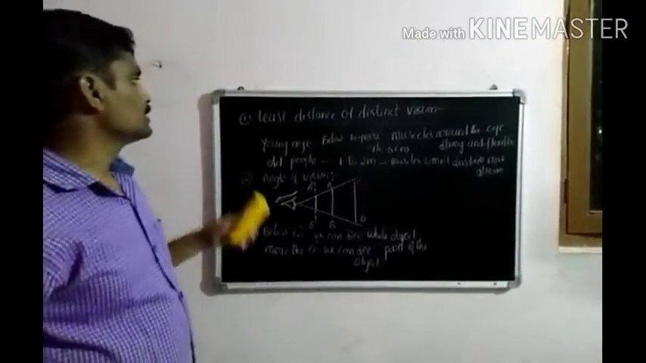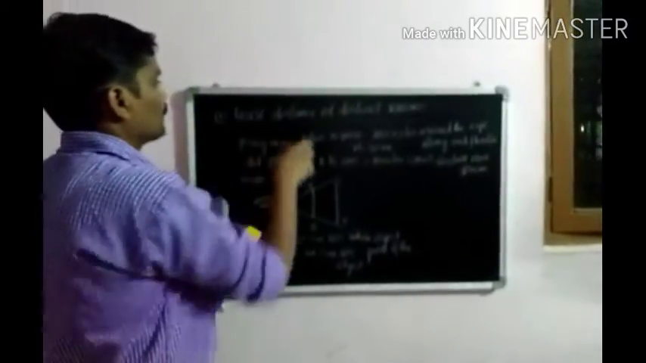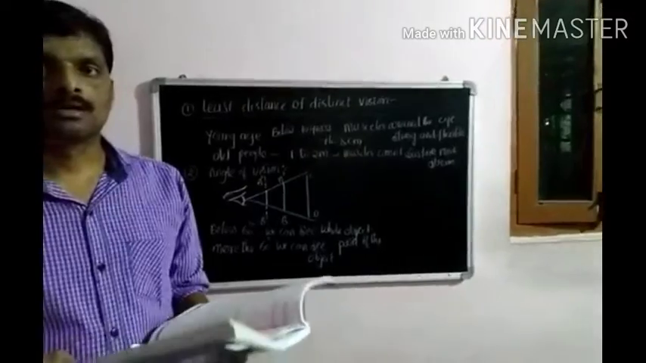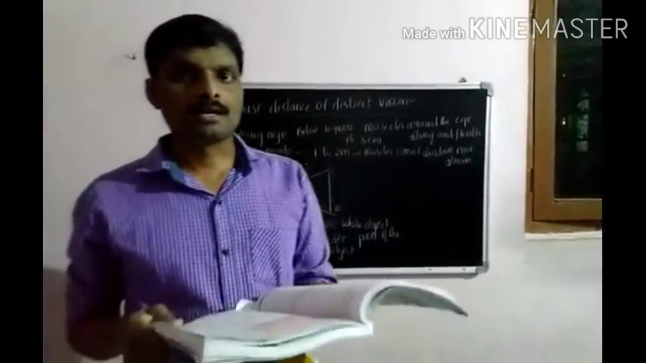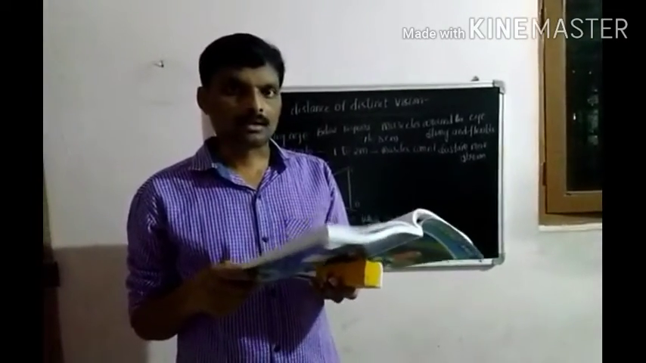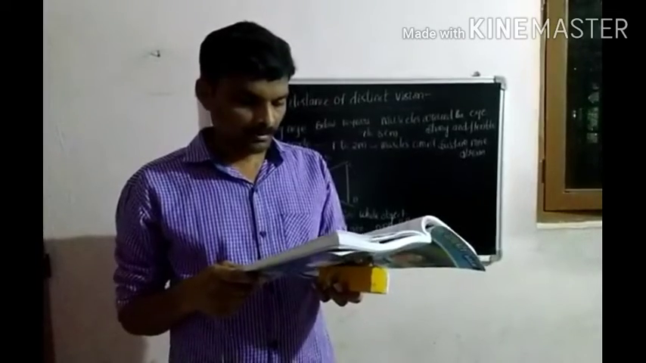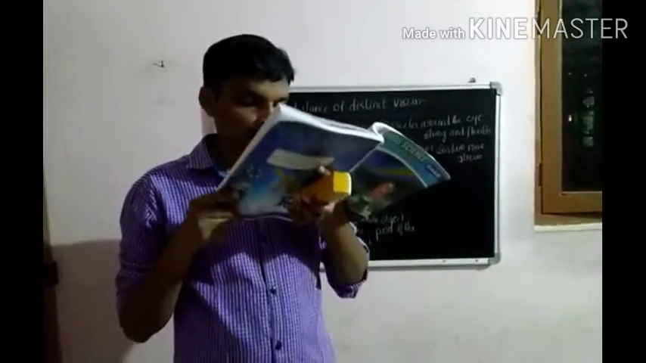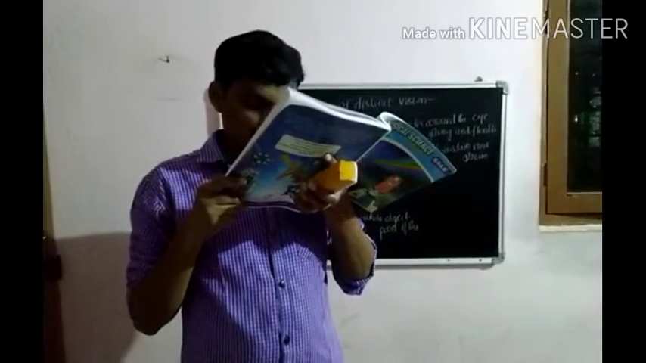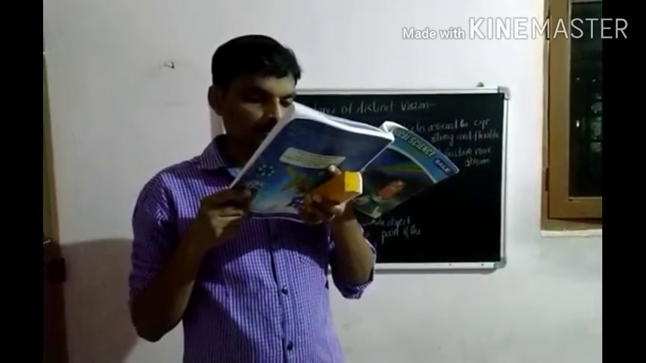Now the next topic is the least distance of distinct vision. For our understanding, we have an activity in your textbook. Take one textbook and hold it in your hand. Now try to bring the textbook very close to your eye. Are you able to see the text printed in the textbook?